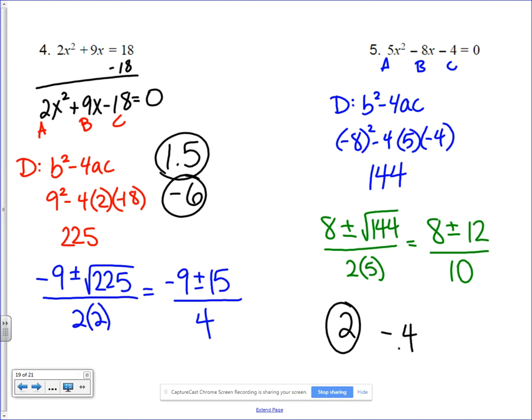Negative 0.4. Is this still an exact answer? Yes, it's a terminating decimal. This is a rational number. Yep, negative 0.4. Is that what you got? Okay. Perfect. All right, how we doing? Great. I want you to do number 6 on your own, please. Number 6 on your own. Get your discriminant checked when you're done.